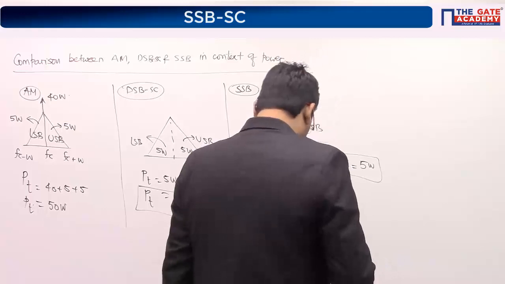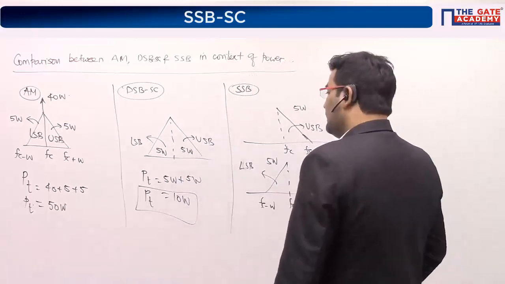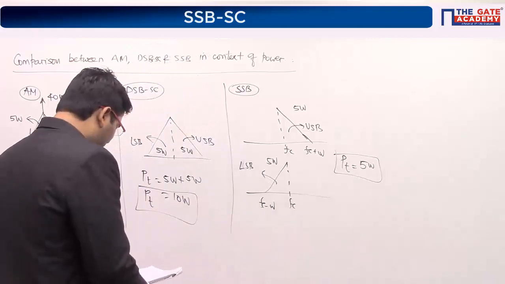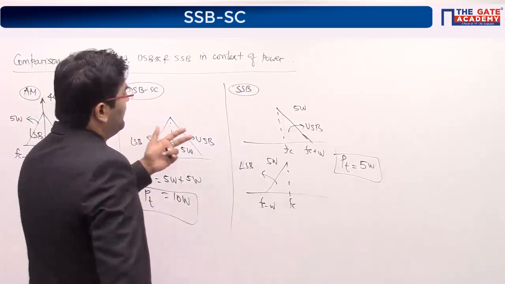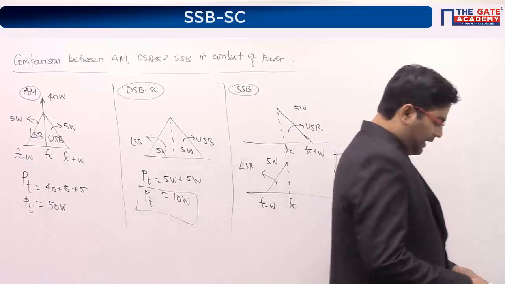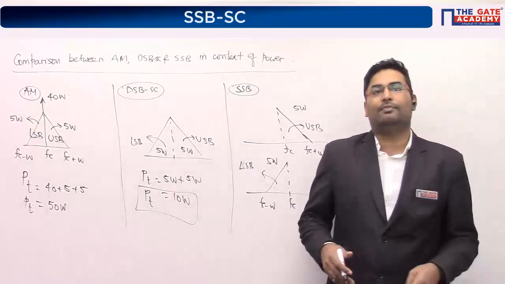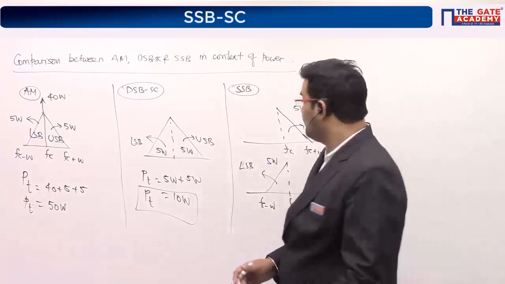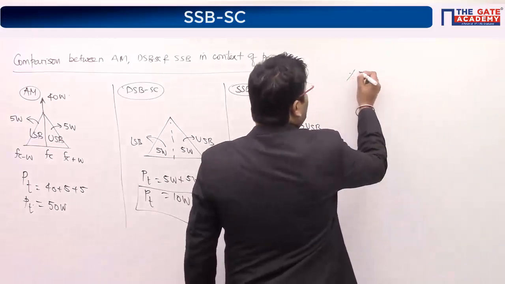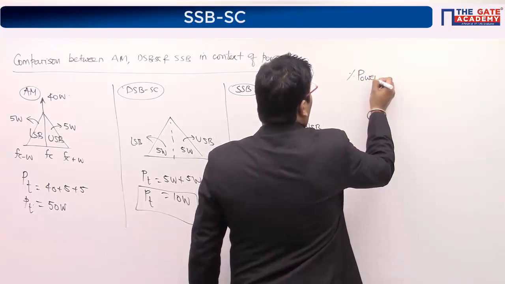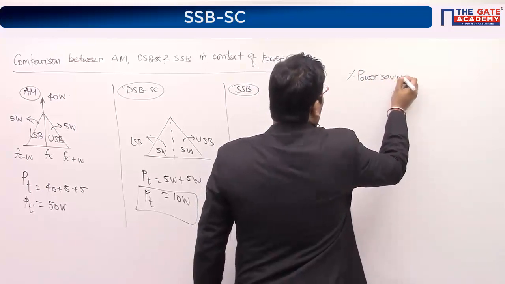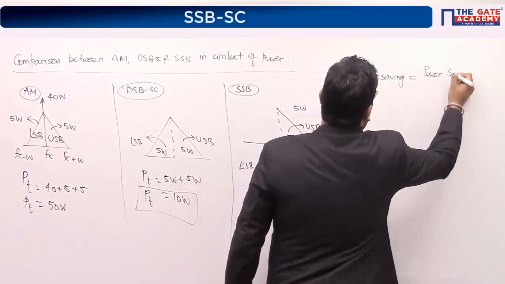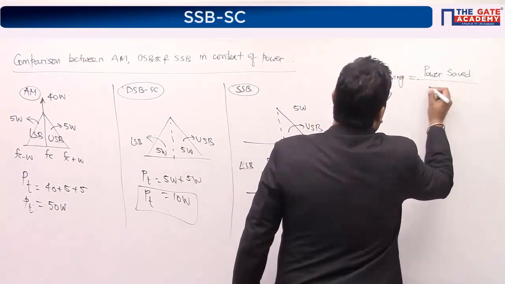Now you can take cases as well if you want to find how much power is saved when you actually replaced DSB modulation with SSB. So you can clearly see that power saving is like what? Power saved upon total power. So let me give the formula. If you want to find percentage power saving, what is the formula you are going to use? You are going to use this formula, power saved upon total power.